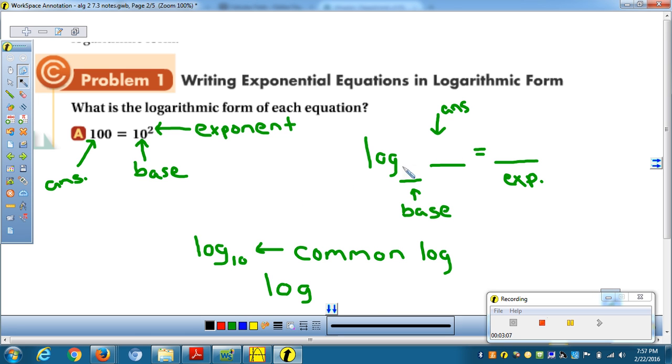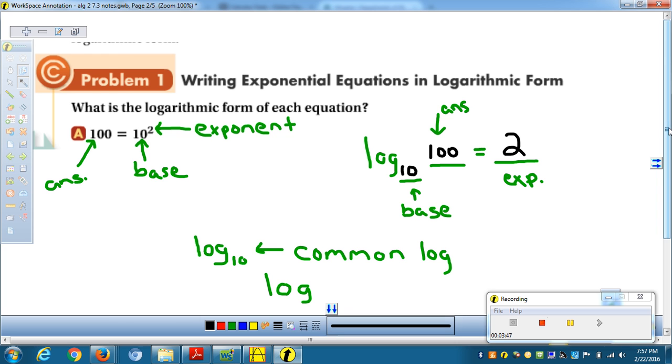So the base of the exponent is also the base of the log. So we would have log base 10. Logs are exponent-finding functions. So the log, when we set up our equation, is equal to the exponent. So the exponent was 2. And the value that's left goes in this blank, and we called that the answer, so we'll just say that's the answer over here. And so we will have 100 here. So log base 10 of 100 equals 2 is the log form of the equation 10 squared equals 100.